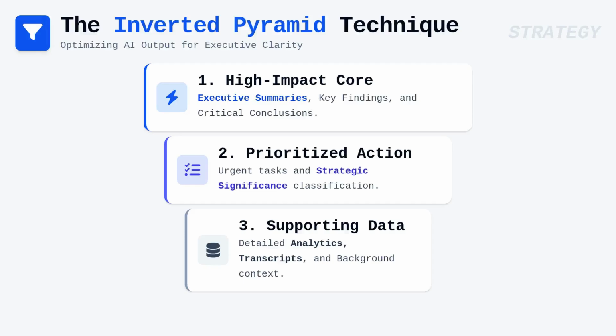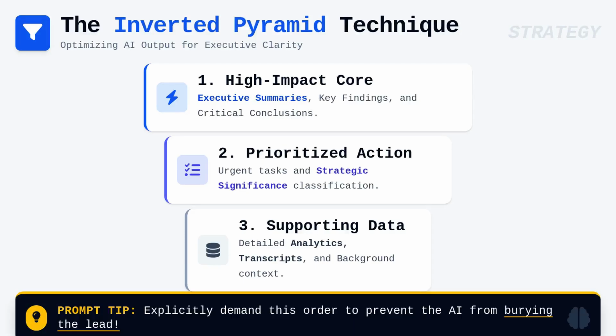By structuring your prompt to demand this specific order, you prevent the common AI tendency to place findings buried deep within the text. This is particularly useful when processing long meeting transcripts where identifying action items can be like searching for a needle in a haystack. You can further refine this by asking the model to classify information based on its temporal or strategic significance, ensuring the most urgent tasks appear at the top of the output.